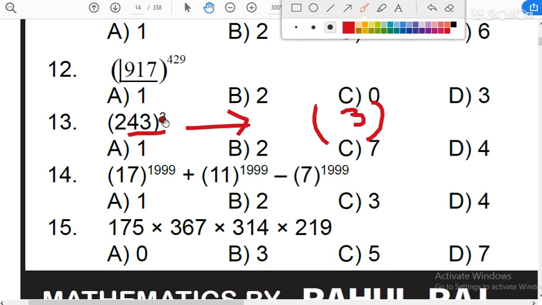So now 3 raised to the power 3 is there. That means a simple question, 3 raised to the power 3. It will give me 27. So 7 will be the unit place in this case. So the answer for this question will be option C.